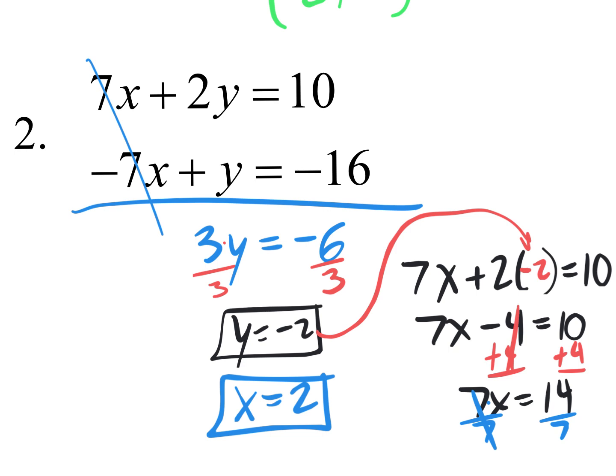So how are we going to write the answer? Coordinate format, x first, +2, y second, -2. So 2, -2 is the answer to this system.